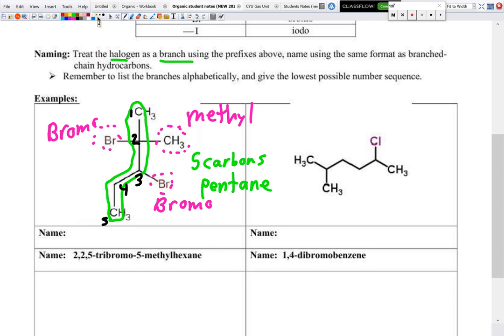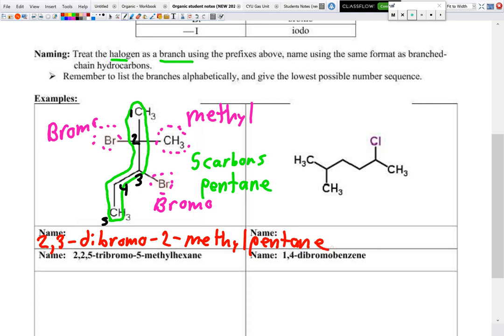So B comes before M in the alphabet. So I'm going to have to label my bromines first. So we have our bromo branch off carbon 2 and 3. So the name is going to start with 2, 3. There's 2 of them. So we go dibromo. Then we name our methyl, so that's on carbon 2. And once all the branches are named, we name our parent chain, which is pentane.